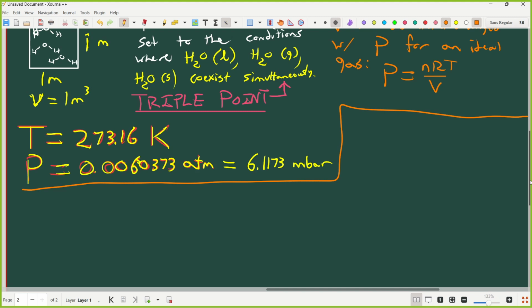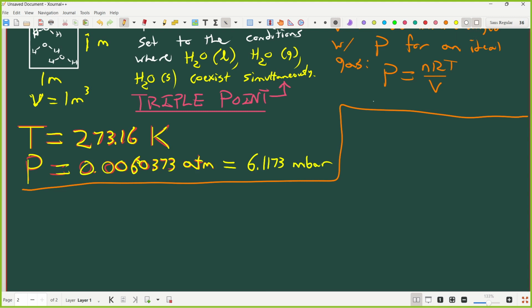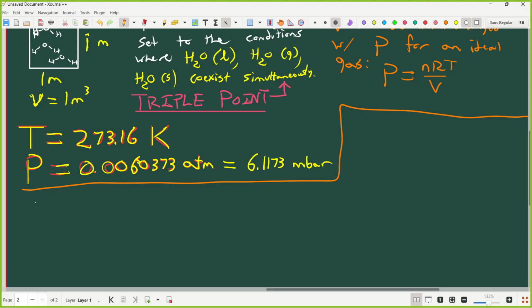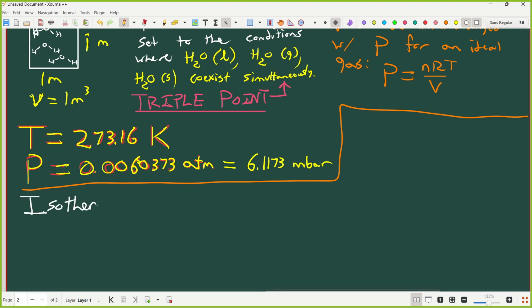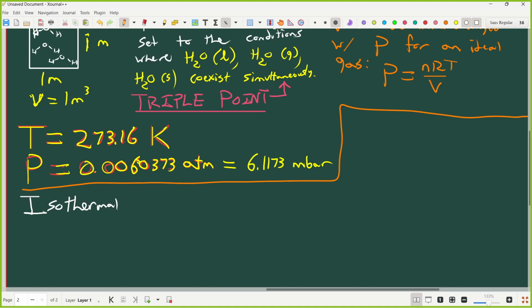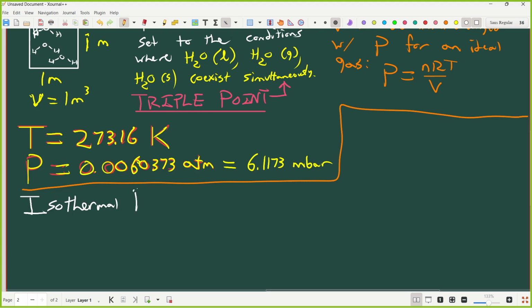So let's think about that. It's a very common way to do chemistry: you put something in a bath that is at a fixed temperature. So we have a very specific term for that. A process where the temperature doesn't change is called an isothermal process. Iso means same in Greek. I think it's Greek, maybe it's Latin. And thermal, of course, means heat. All right, so this is a process where the temperature does not change.